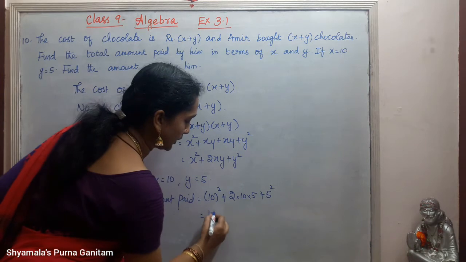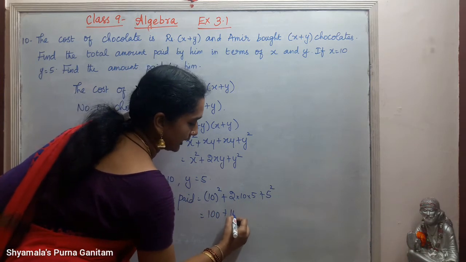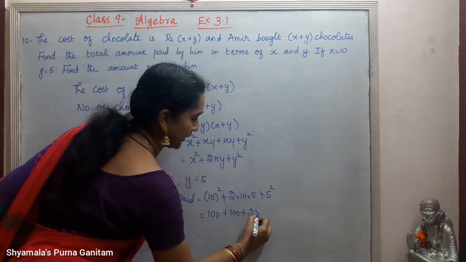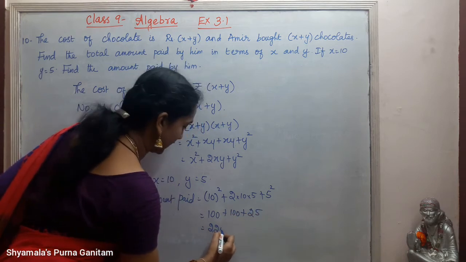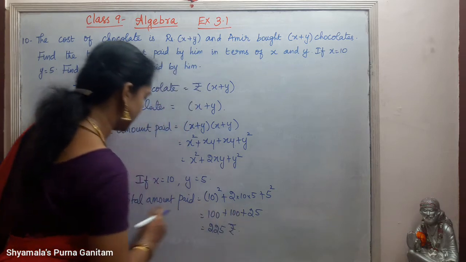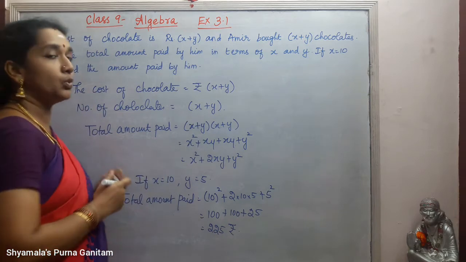So this is equal to 10 tens are 100 plus 5 twos are 10, 10 into 10 again 100 here, plus 25. So if we add all these things, we will get 225 rupees. So this is the total amount paid by him if x is equal to 10 and y is equal to 5.